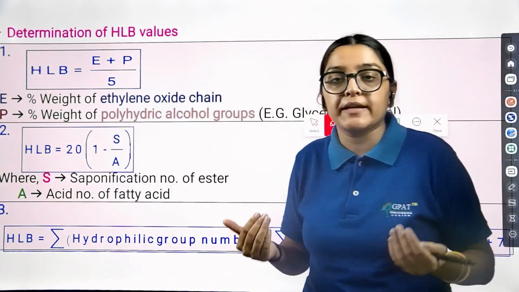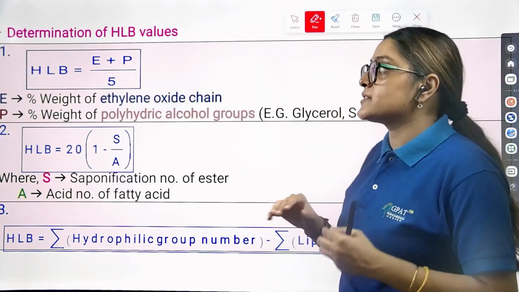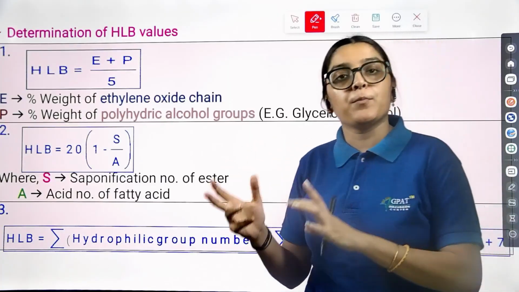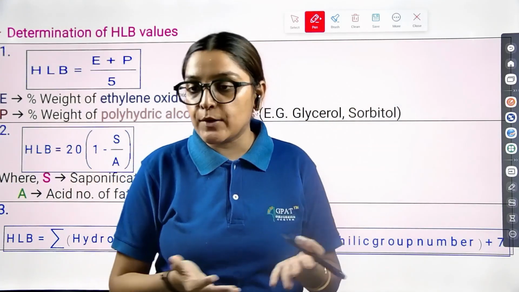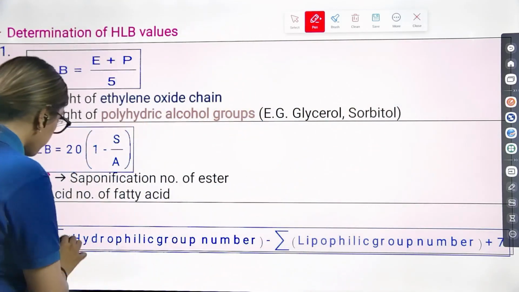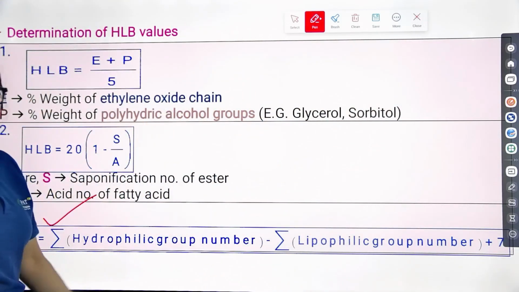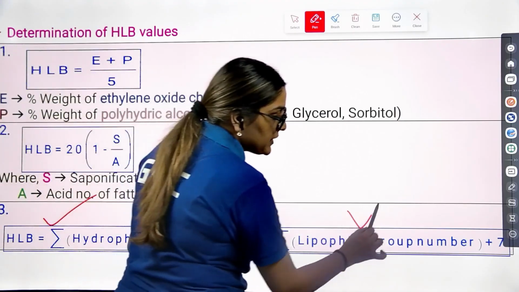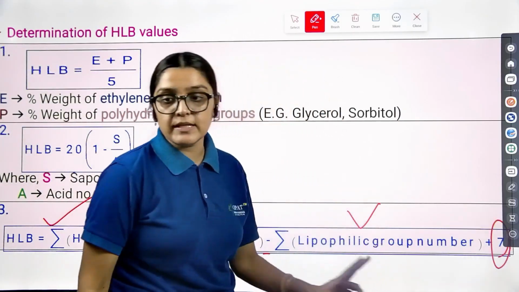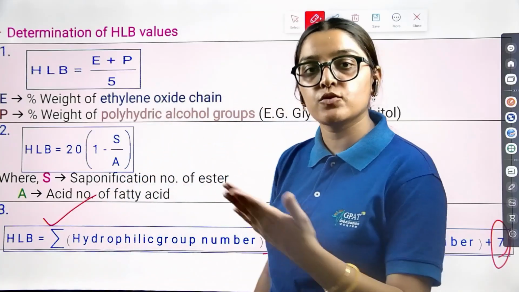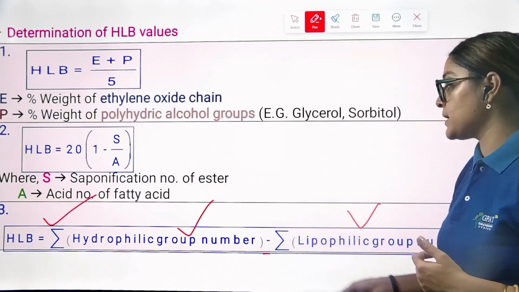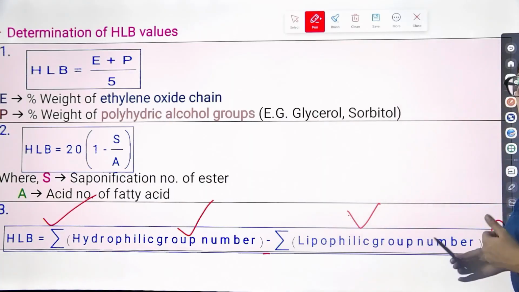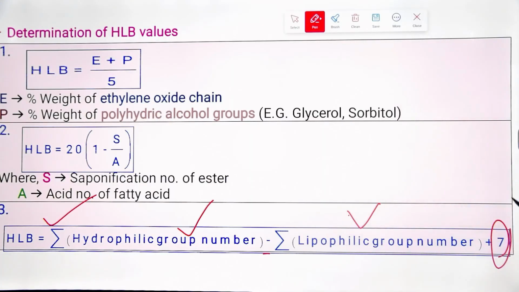How do we calculate? As I mentioned, in these surfactants, we have both hydrophilic and lipophilic group numbers. But the basic formula, where we have not classified which type of surfactant it is, is a simple formula: hydrophilic group number minus lipophilic group number plus 7. Now these group numbers are directly mentioned in the question, so you can just put in the values and get the answer yourself. So HLB value is hydrophilic group number minus lipophilic group number plus 7. Please note down: hydrophilic minus lipophilic group number plus 7.